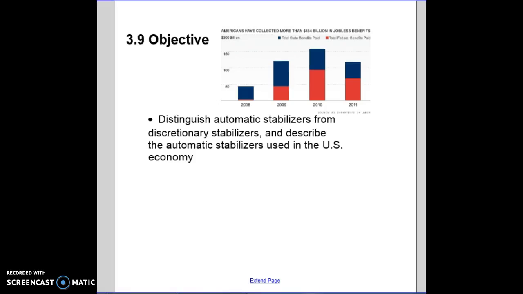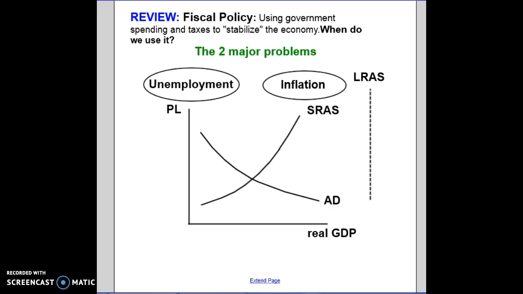Today's lesson 3.9 is about distinguishing automatic stabilizers from discretionary stabilizers and being able to identify and describe the automatic stabilizers that exist in the U.S. economy. So first of all, to review briefly from yesterday's class. In class yesterday we talked about fiscal policy and how to use government spending and taxes to stabilize the economy, or basically to smooth out the bumps in the business cycle.